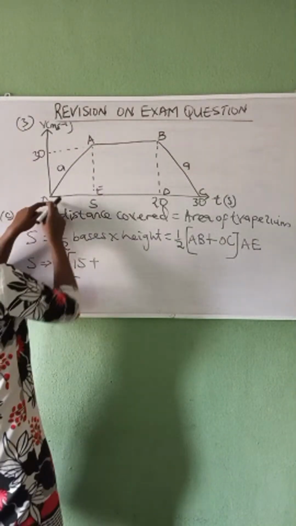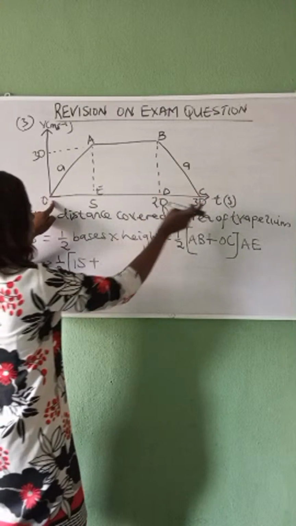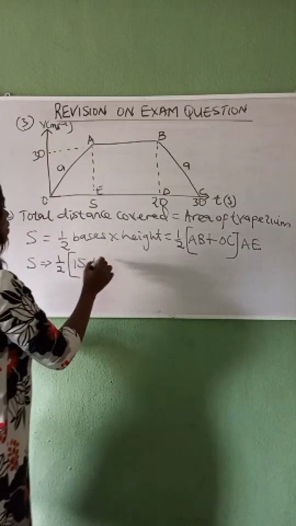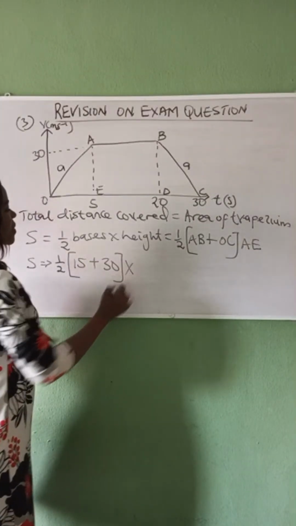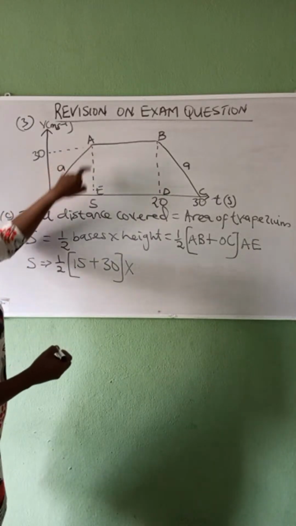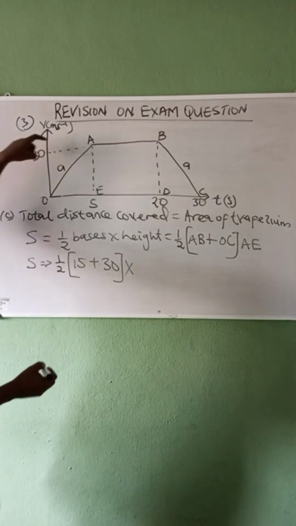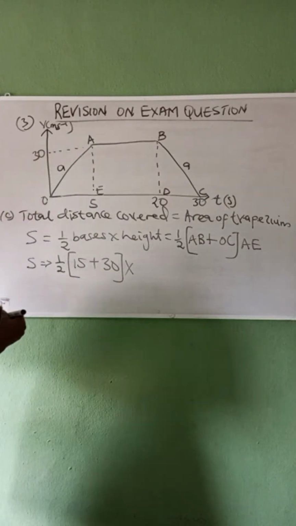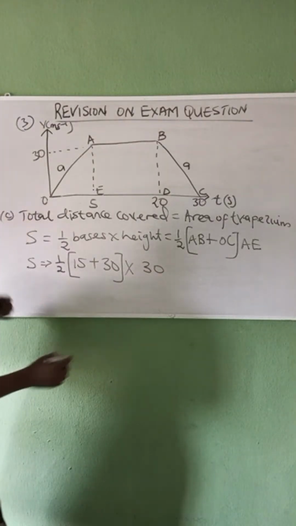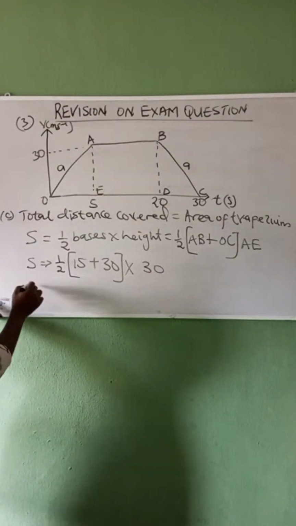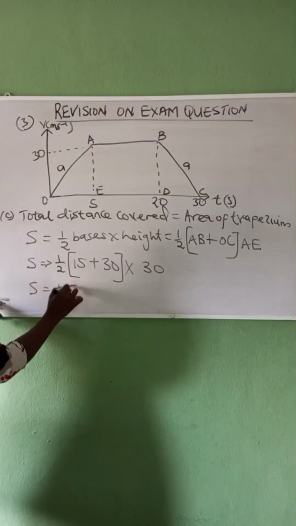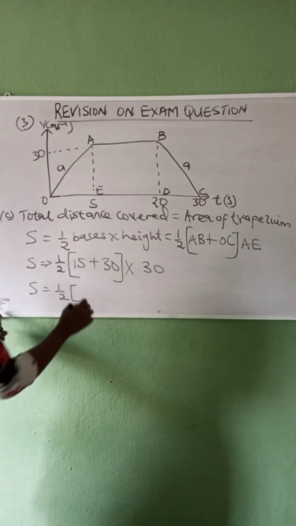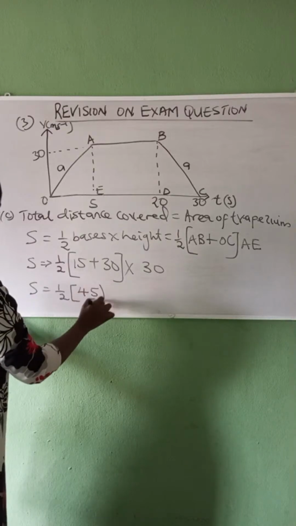Now, OC, O and C, right? The difference between them, that is 30 minus what? 0. The difference between them is what? 30. Then multiply by AE. Then come to this place, AE. This is 30 minus what? 0. Okay? To give us 30. Is that clear? Now, I have 15 plus 30. What do I have? We're going to have 45. This is 45.